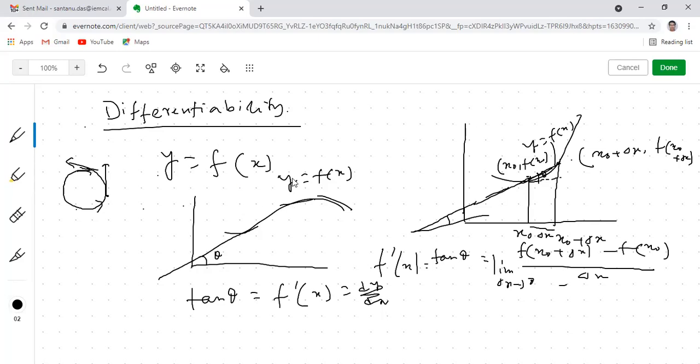So these are the significances of doing differentiation. Is that clear, or do you have any doubt? You have already studied this in class 11, so I'm just brushing up on this previous knowledge. Is that clear or not? Do you have any doubt?